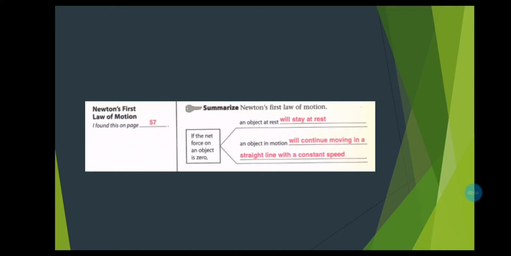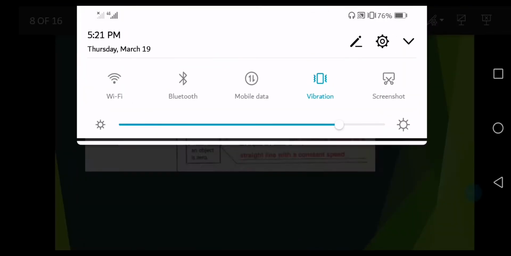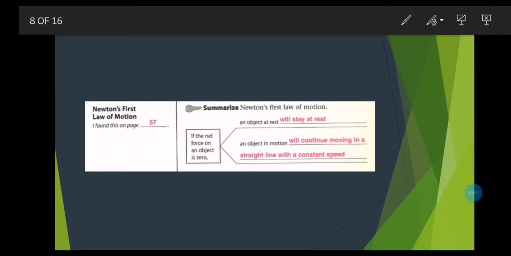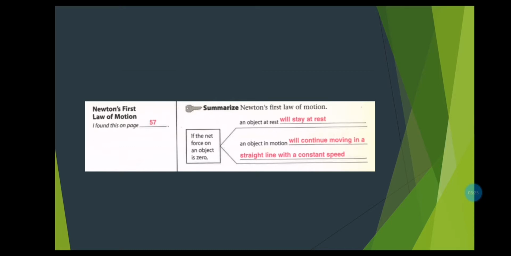Now, summarize Newton's first law of motion. The answer is on page 57. This law states that if the net force on an object is 0, an object at rest will stay at rest, and an object in motion will continue moving in a straight line with a constant speed. So Newton's first law talks about cases where you have the net force equals to 0 or balanced forces. If the object is at rest, it will stay at rest. If it's in motion, it will continue its motion.